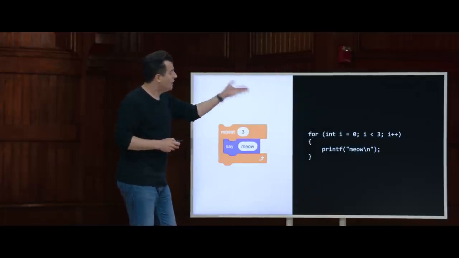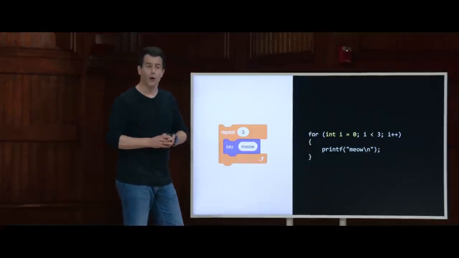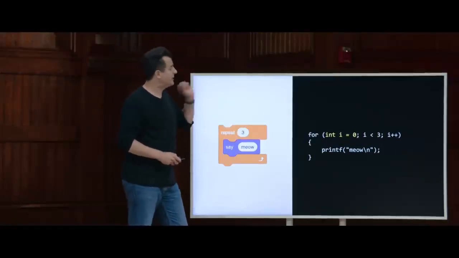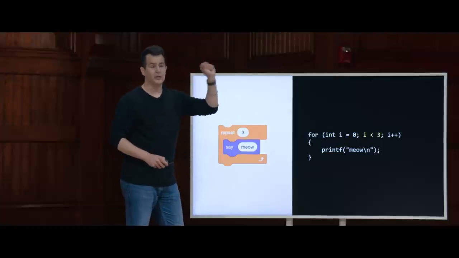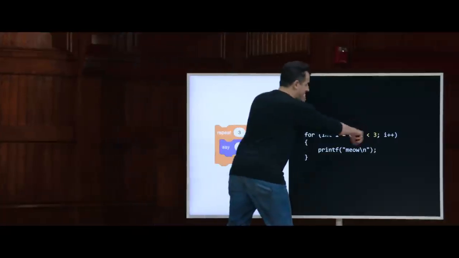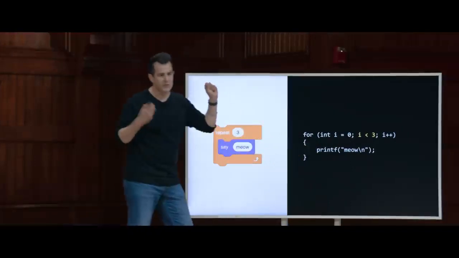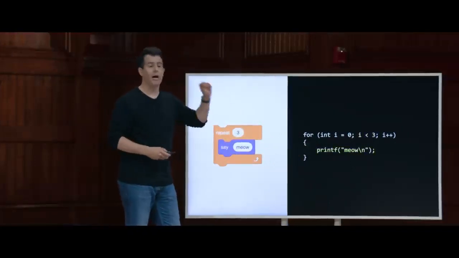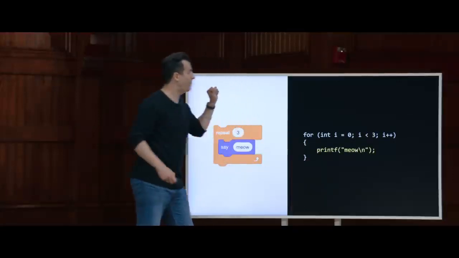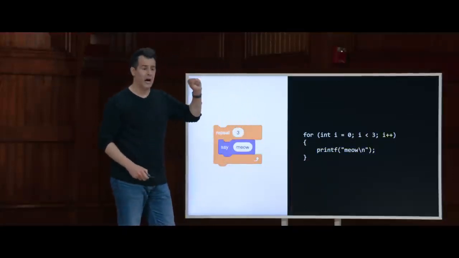How does this work? The first thing that happens is that a variable called i is defined and initialized to the value of 0. That happens once and only once. Then we check the condition. Is 0 less than 3? Obviously, yes. So now we don't do the plus plus yet. We go into the loop. And this is where the for loop's a little confusing at first. We print out meow. Then what happens? There's no more lines, so we go back to the for loop, and we increment i at that point.